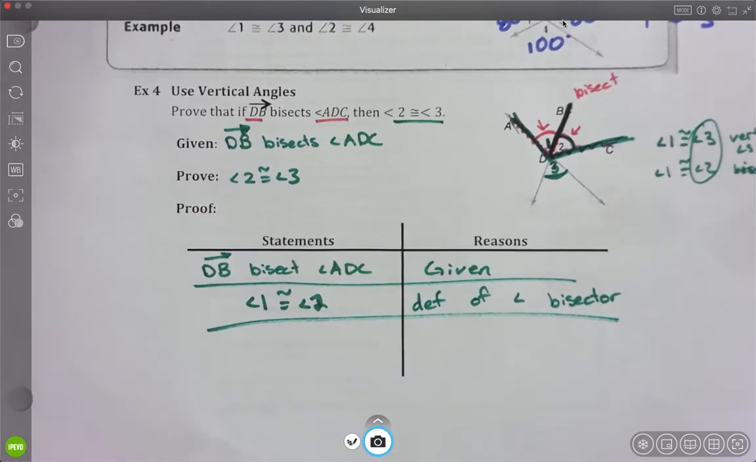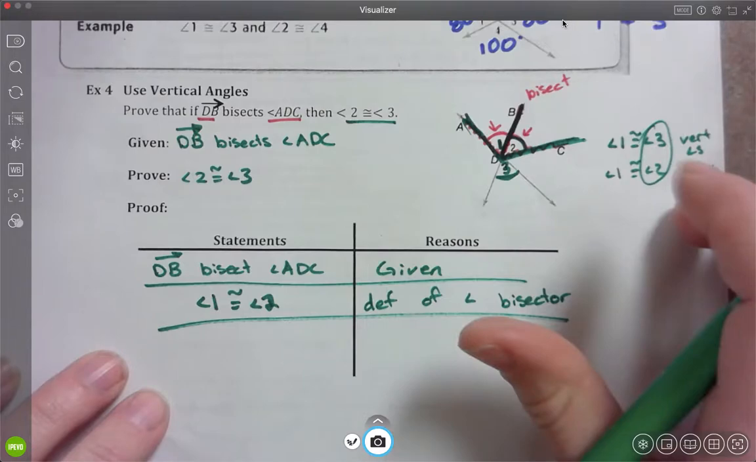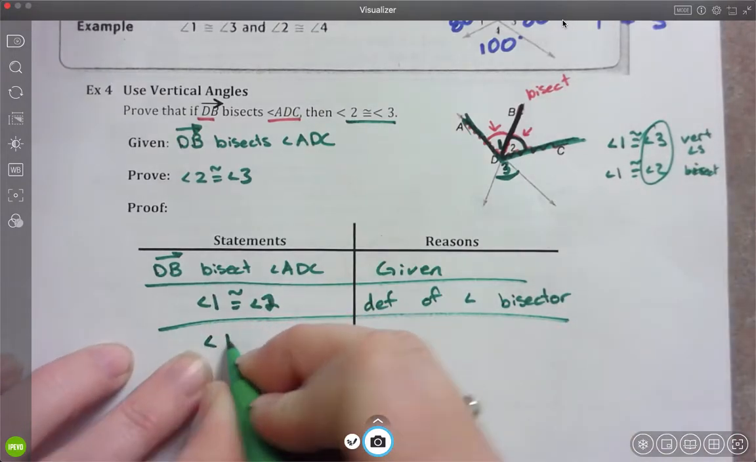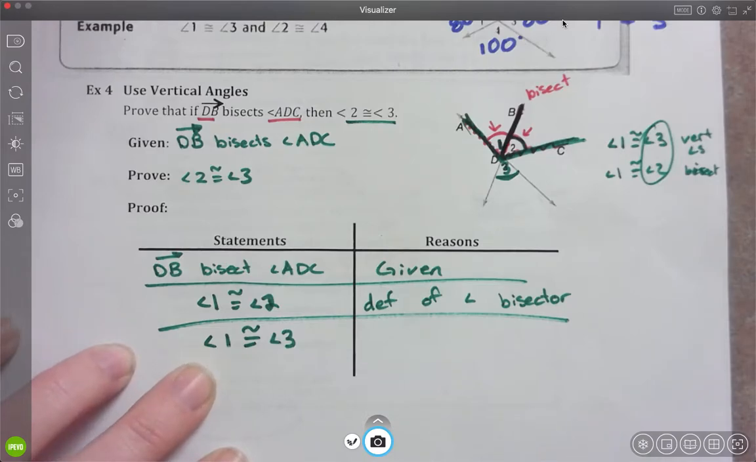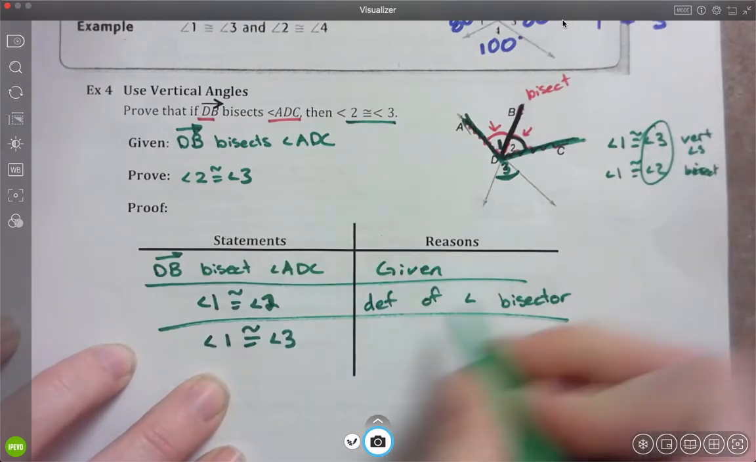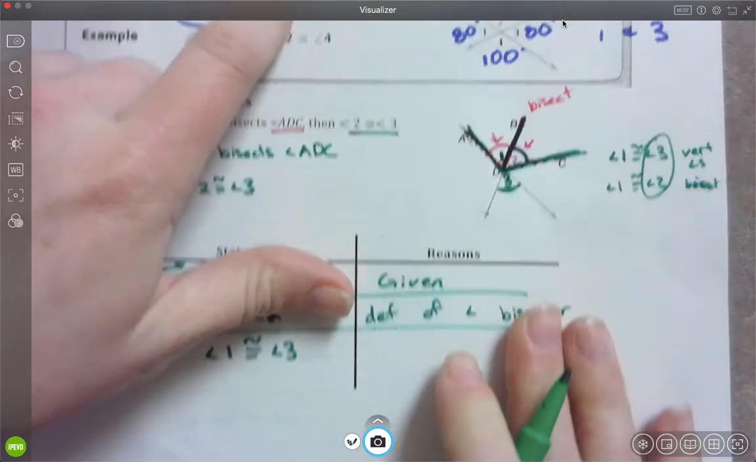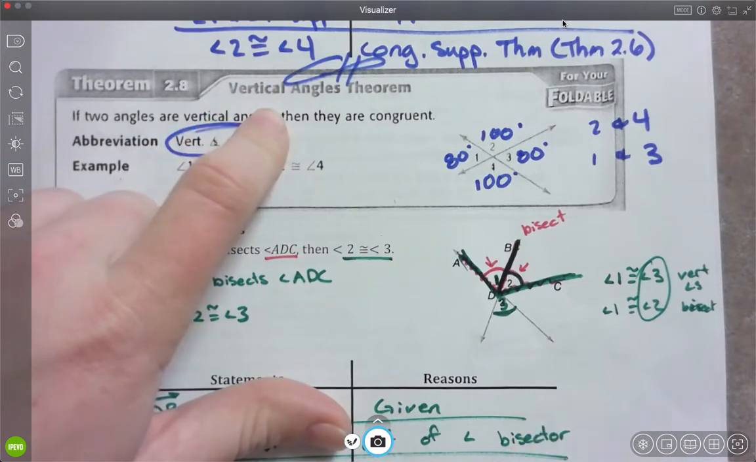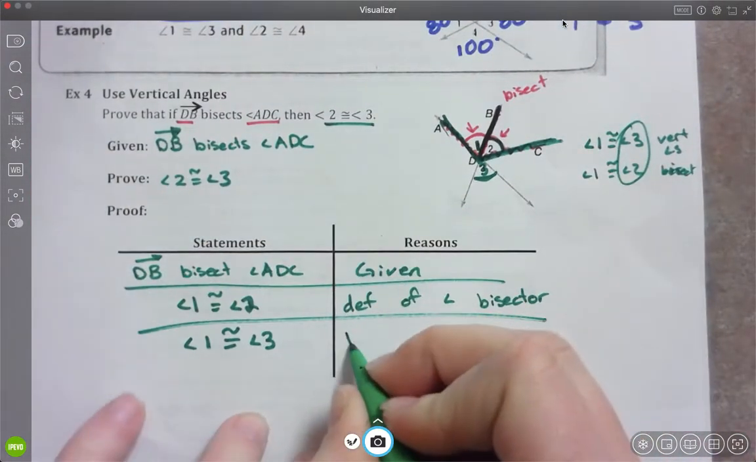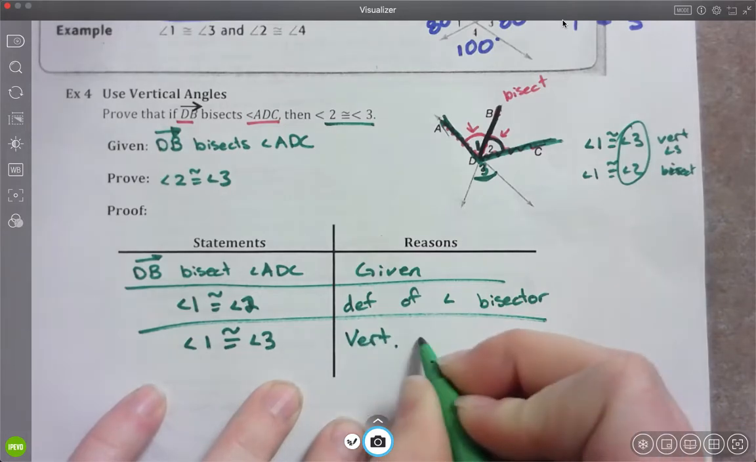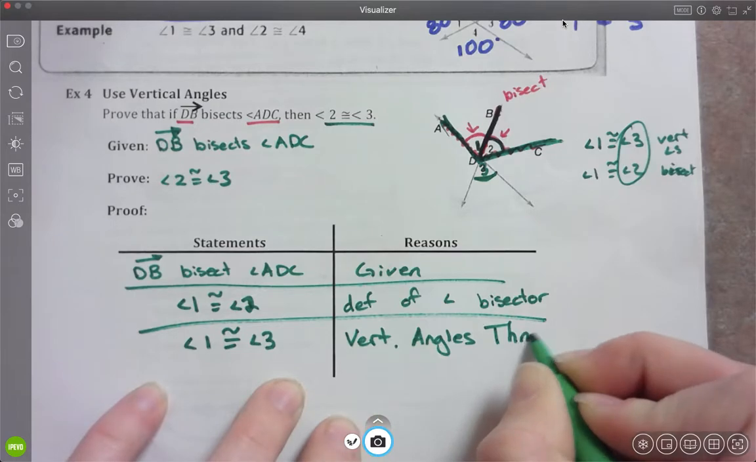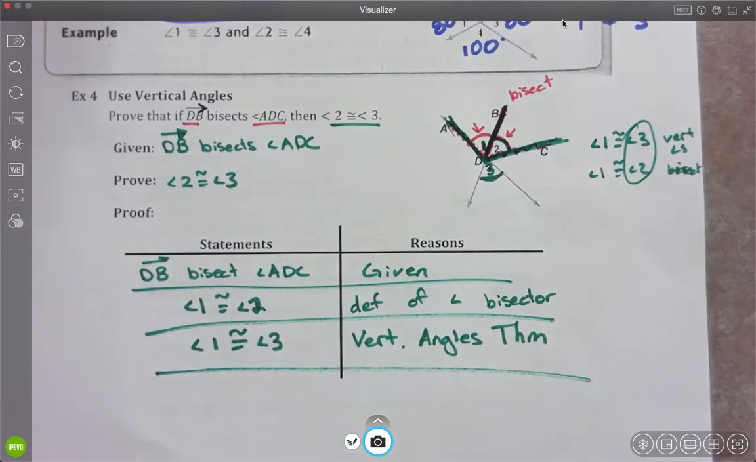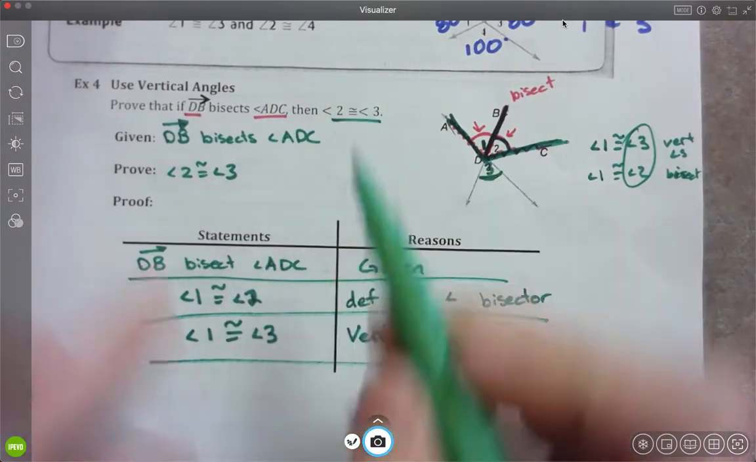Well, let's jump over here to our scratch work. We said that angle 1 has to be the same thing as angle 3, right? And how do we know that that's true? Well, because of the vertical angles theorem. Up here at the top, vertical angles theorem right there. They are vertical angles from each other, so they have to be the same. Vertical angles theorem. Okay, now I'm trying to get to the point where 2 and 3 are the same.